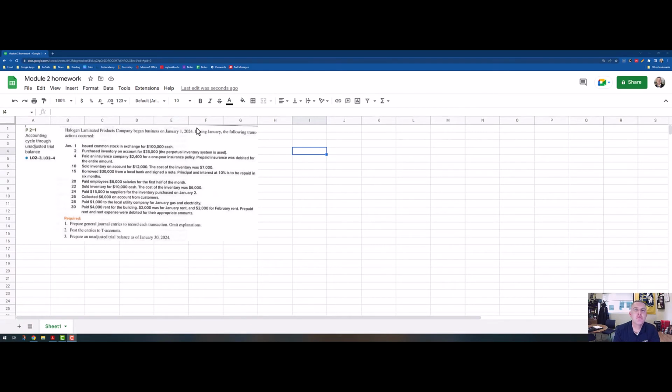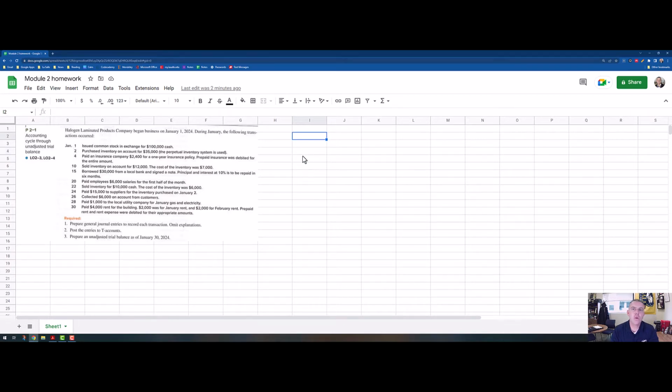Alright, so in this problem the company we are looking at is Halogen Laminated Products Company, and they began business on January 1st, 2024. During January, the following transactions occurred. So we have a series of transactions here. They all occurred in the month of January, and from this we have to prepare journal entries to record each transaction. And then step 2, we're going to post those entries to T accounts. And finally, we're going to prepare what's called an unadjusted trial balance.